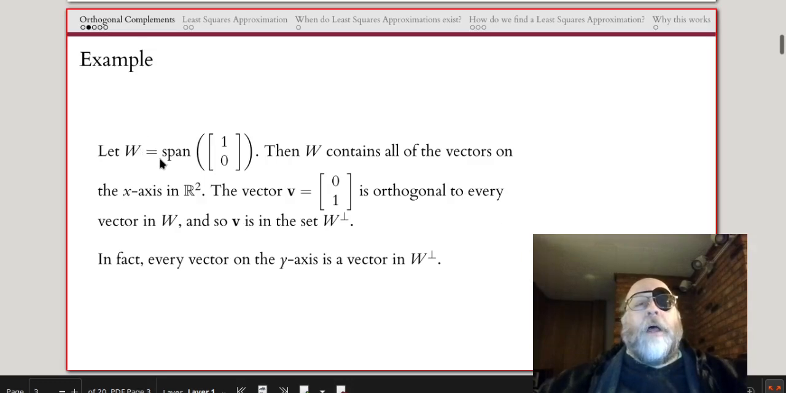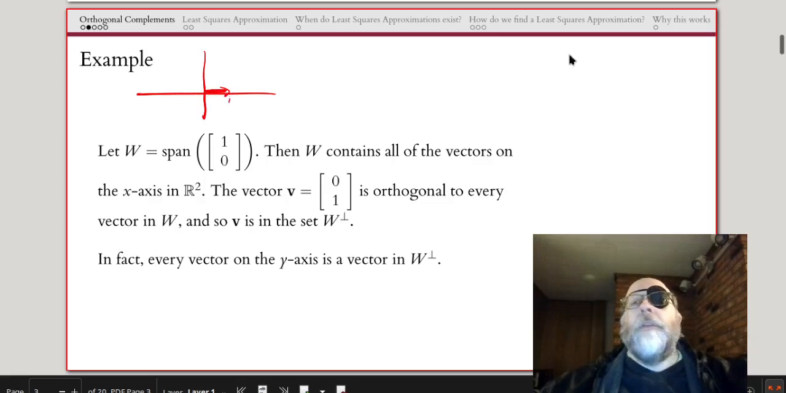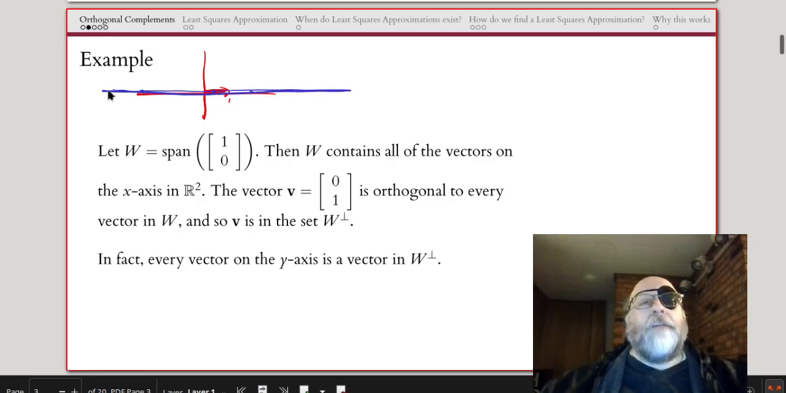Here's my example. Let W be the span of the vector 1, 0. So 1, 0 is this vector right here. And the span is all of the multiples of 1, 0, so it includes 2, 0 and 0.5, 0 and negative 3, 0. The span contains all of the vectors on the x-axis.